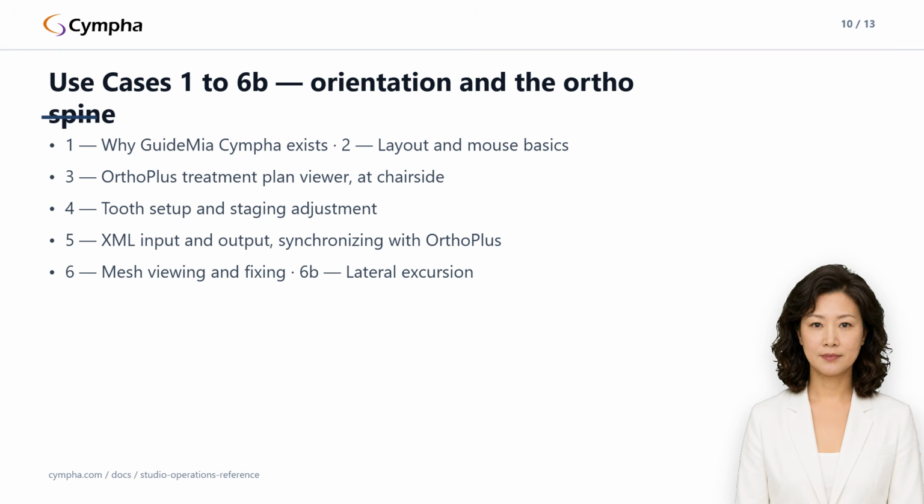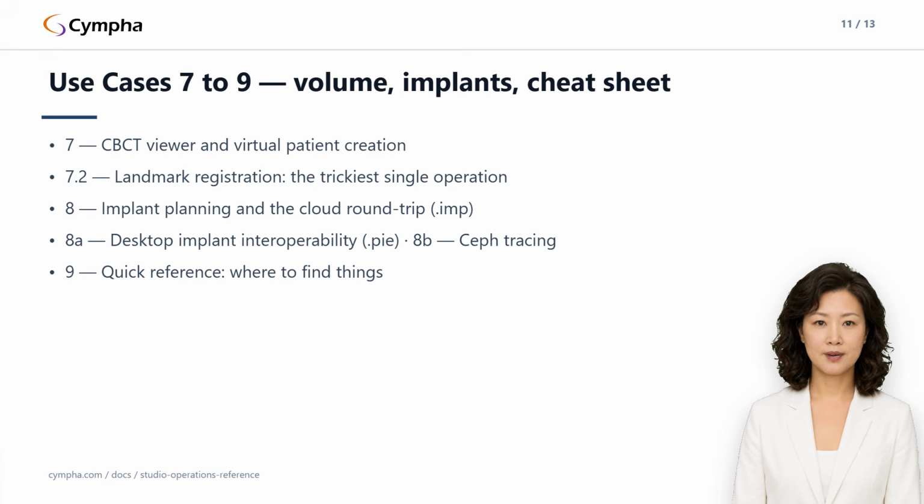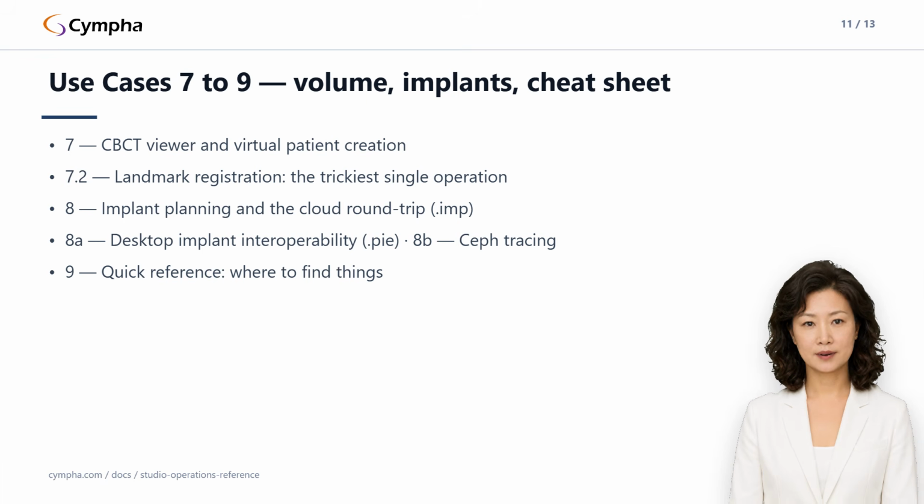7. The CBCT viewer and virtual patient creation, loading a CBCT, reviewing the slices, and building the virtual patient by registering optical scans to the volume. 7.2 breaks landmark registration out on its own, with its own number, and the reason is stated plainly. It's the trickiest single operation in Studio, so it gets its own walkthrough rather than being buried inside a longer chapter.